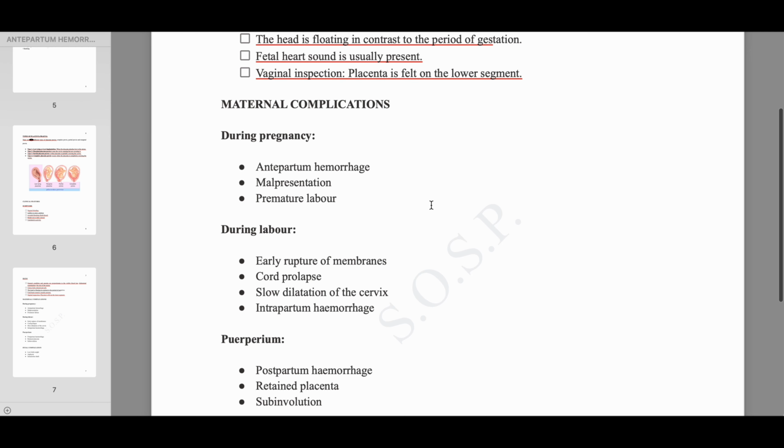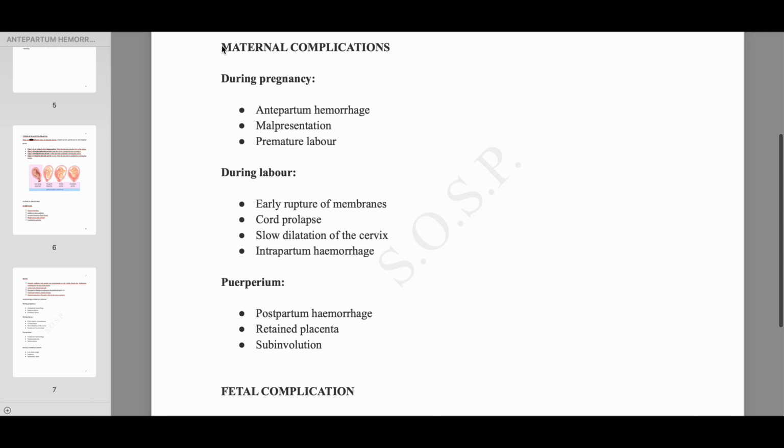Now moving to the maternal complications. What are all the maternal complications due to this condition? During pregnancy, antepartum hemorrhage may occur, of course. Presentation of the baby won't be normal. Next is premature labor. During labor: early rupture of membranes, cord prolapse, slow dilatation of the cervix. Ultimately, the cervical dilatation will be slow as compared to the normal implantation of the placenta.